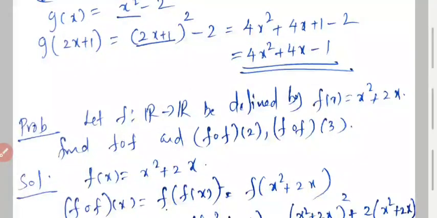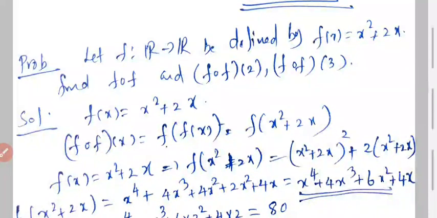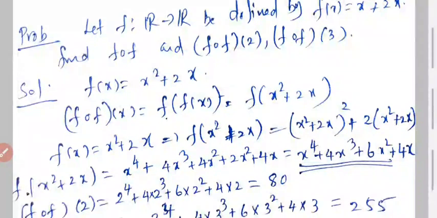Next, f is a function from R to R defined as f of x equal to x square plus 2x. And we are asked to find f of f. I told you f of f is what? f of f of x. So substituting x square plus 2x instead of x in f of x, you will get f of x square plus 2x is equal to x power 4 plus 4x cube plus 6x square plus 4x. Okay.